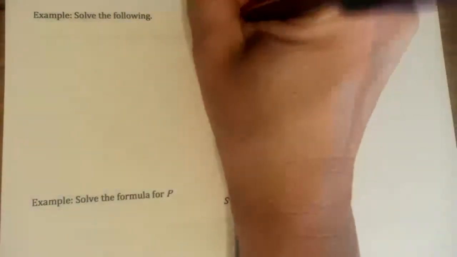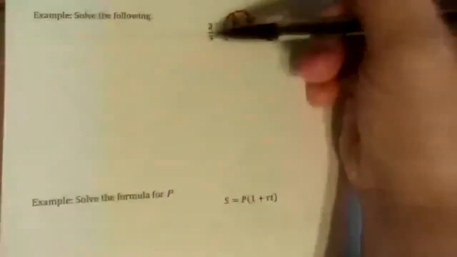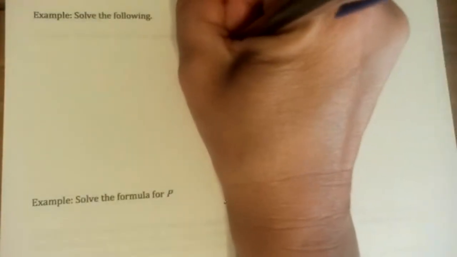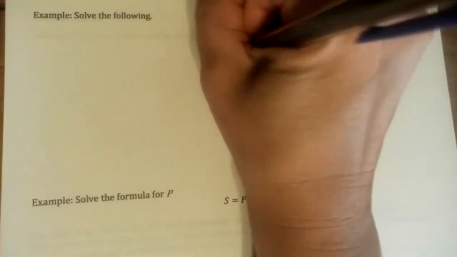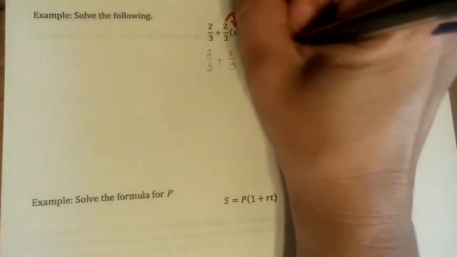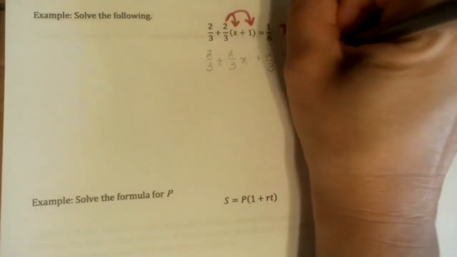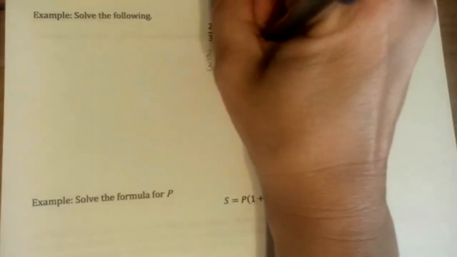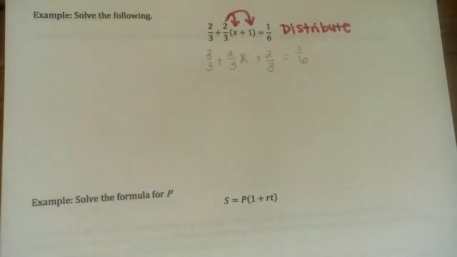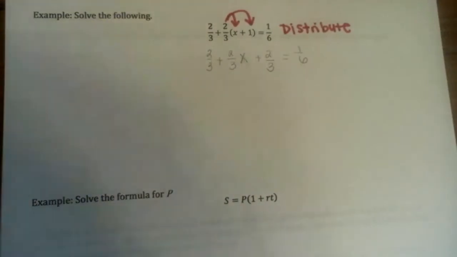So we have that 2/3 from right here. So that's just coming down. So 2/3 plus 2/3 times x is just 2/3 x. 2/3 times 1 is just 2/3. So plus 2/3 equals 1/6. So you have 2/3 plus 2/3 x plus another 2/3 equals 1/6.